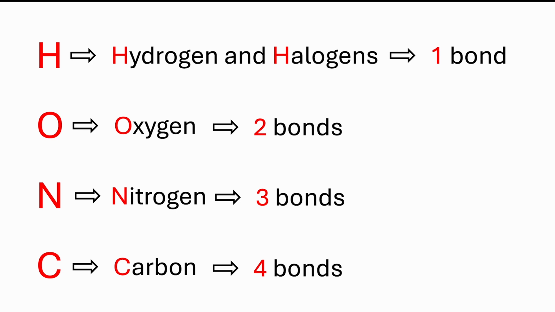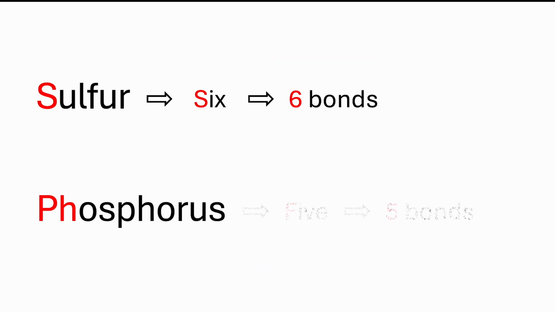In addition, I like to remember sulfur 6 and phosphorus 5 to remember how many bonds each of these respective elements can form. Using these tricks, you'll be able to quickly draw a Lewis structure for the most common elements you'll see in organic chemistry.